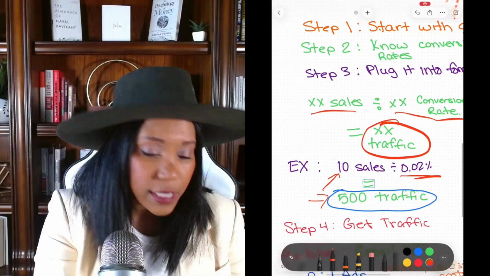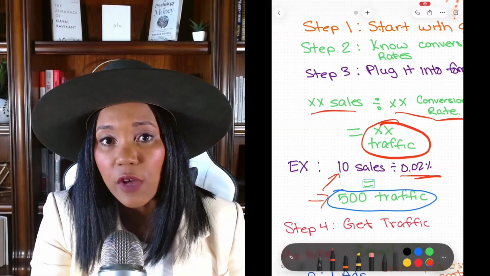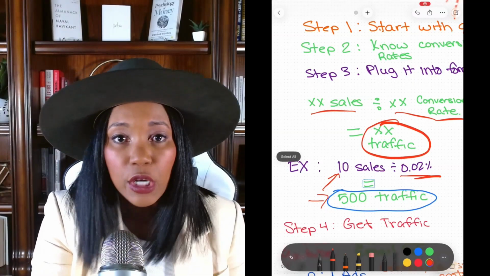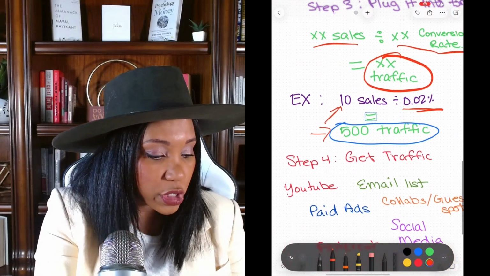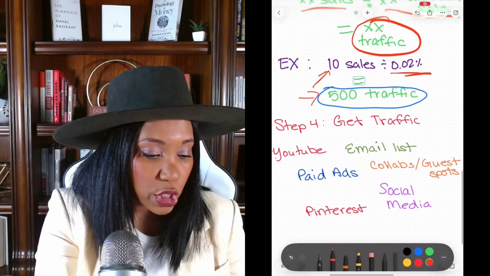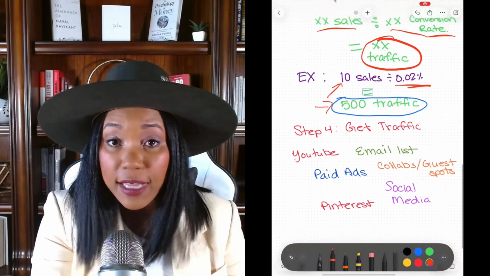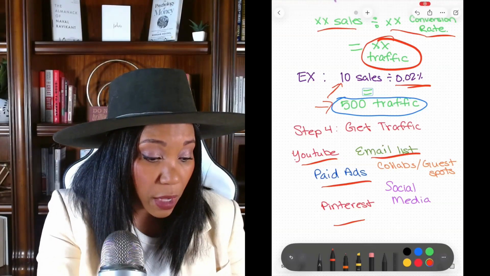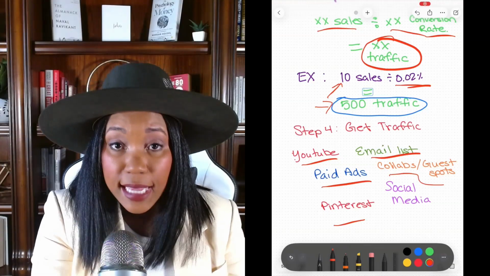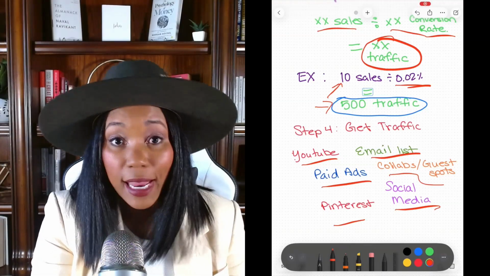Now, step four is to get the traffic. You might be asking yourself, how do I get traffic? Where do I get traffic in order to achieve this? Well, what we're going to do is we're going to get clear on where you want to show up. There's several places that you can show up. It could be YouTube, paid ads, Pinterest, email lists, collabs, and guest spots. You can do social media and more.